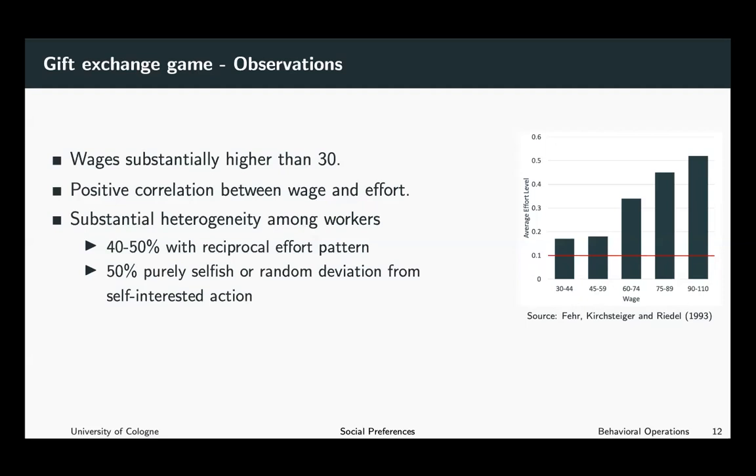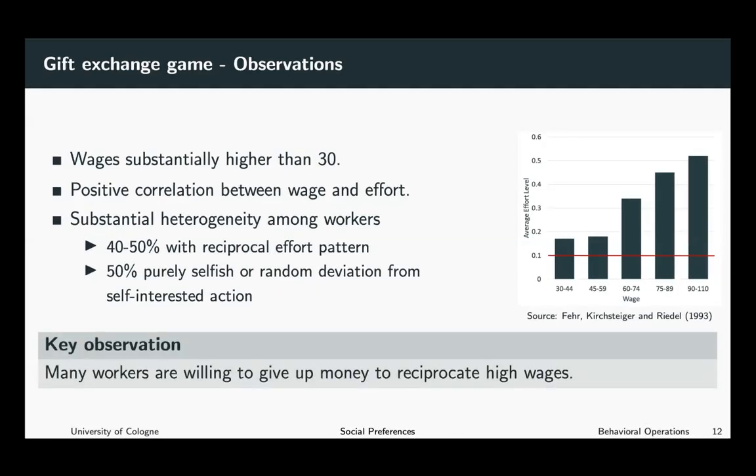What you can't see in this picture is that there's at the same time a substantial heterogeneity among workers. So 40 to 50% of the workers show a reciprocal effort pattern, which means for these workers, higher wages result in higher effort provision. On the other hand, there's also a fraction of about 50% that behaves purely selfish or deviates, let's say, randomly from the self-interest action. So for them, there's no clear relationship between the wage they receive and the effort they provide.